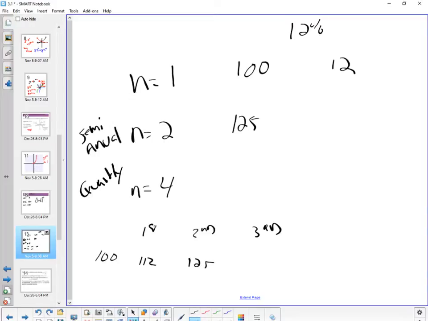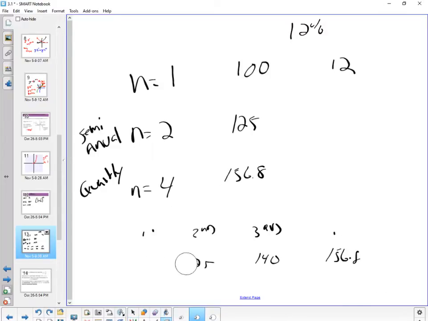125 times 1.12. It's 140? I got 140. It's approximately 140. Now, at the end of my fourth quarter, what's 140 times 1.12? 156.8. So what happened to the amount of interest that I'm paying? It's going up. So, here's the idea behind this real quick.